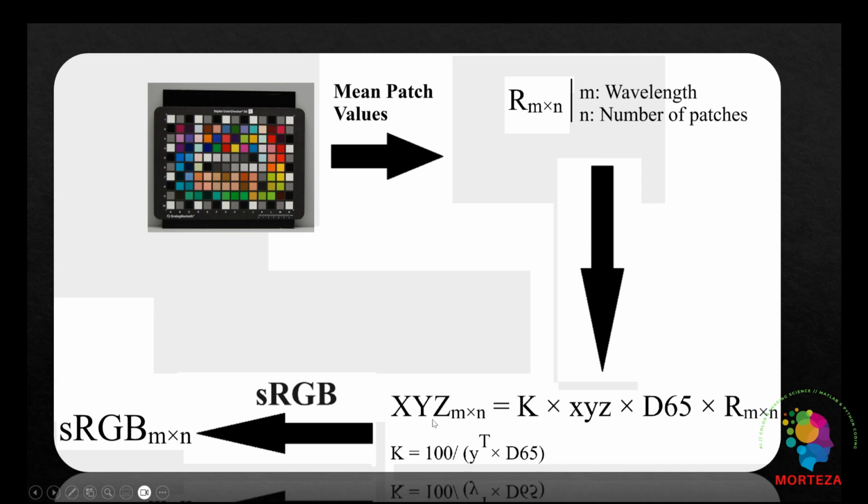And then I convert the XYZ into sRGB, and I consider that to be the RGB response of my supposed camera. Okay, let's go to MATLAB to show you an example code.